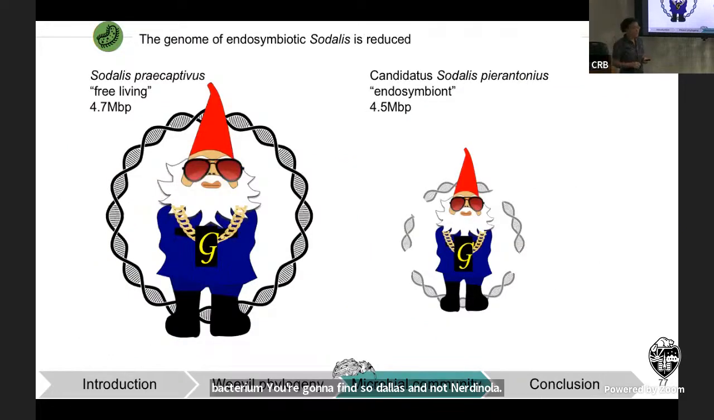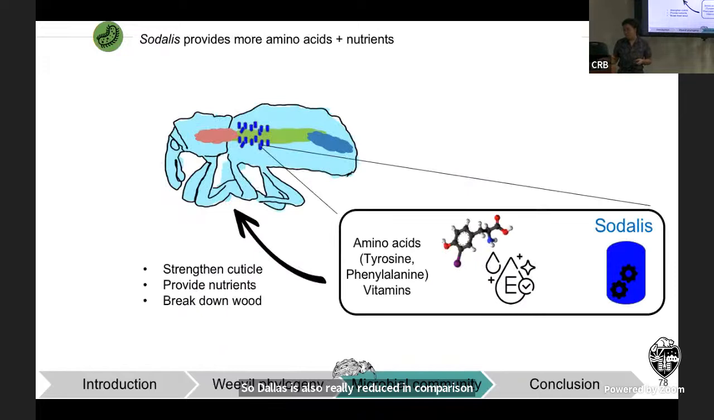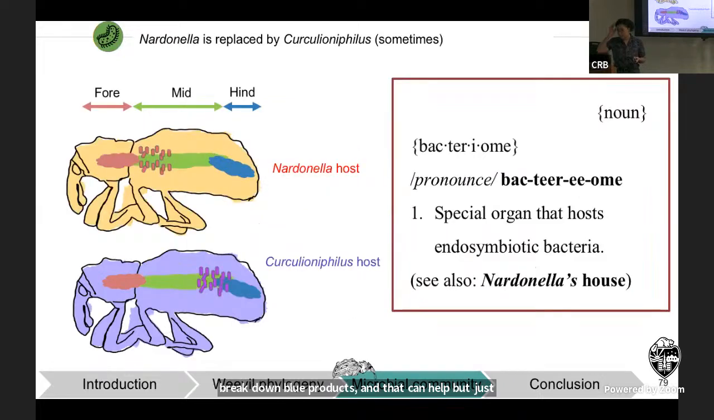Sodalis, there is a free living strain of Sodalis, and it has a nice chunky genome. The endosymbiotic Sodalis is also really reduced in comparison to the free living strain. But it can provide a little bit more in terms of biological resources or usable resources to the weevil. So it can make amino acids, such as tyrosine, phenylalanine, vitamins, and things that can help it to break down wood products. And that can help it to strengthen its cuticle as well.